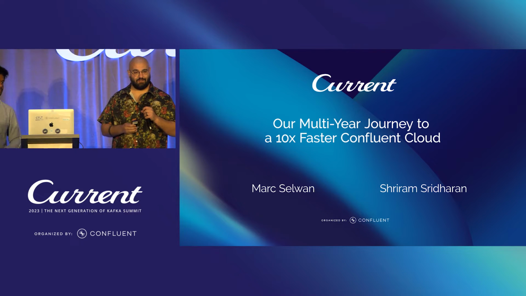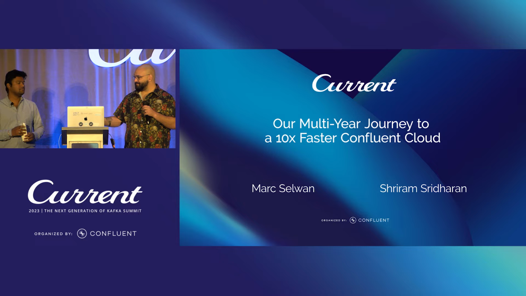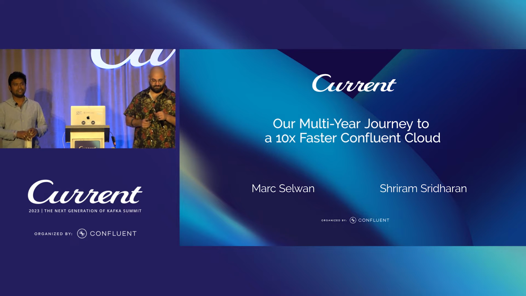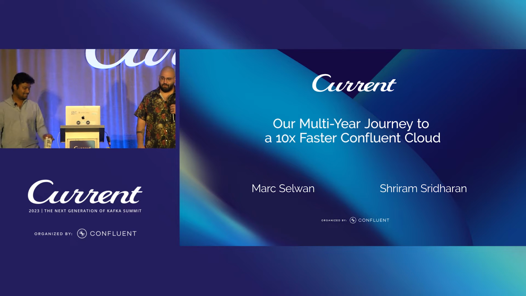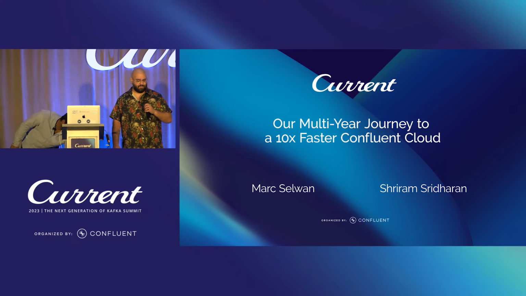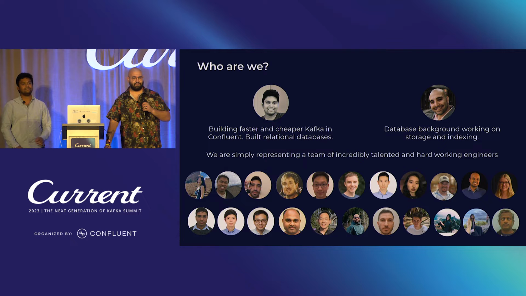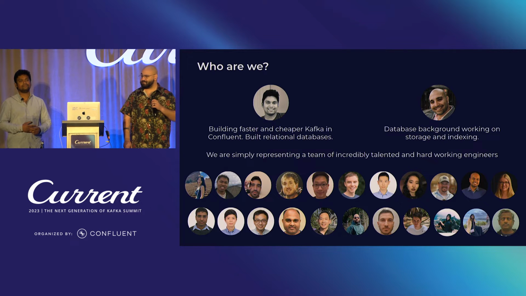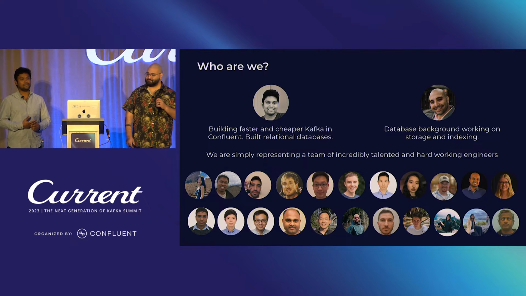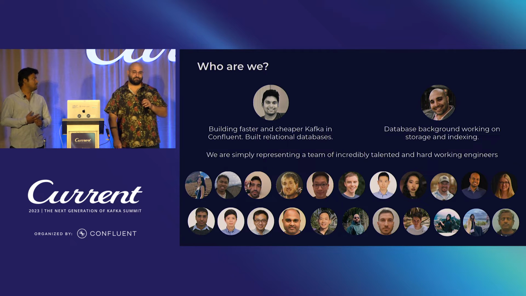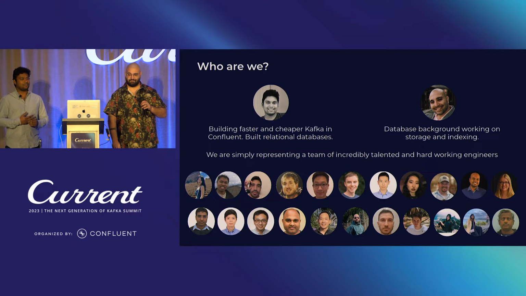My name is Mark Selwyn. I'm in product here at Confluent. And I'm Sriram. I'm in engineering. Yep. So just a little bit about us before we jump straight into it. I have a database background working in storage engines, indexing engines. I worked in databases in AWS before. Right now I work on building faster and cheaper Kafka in Confluent.